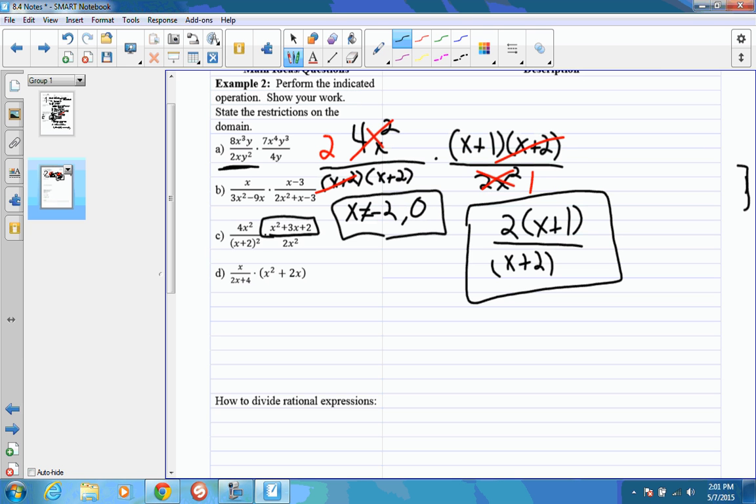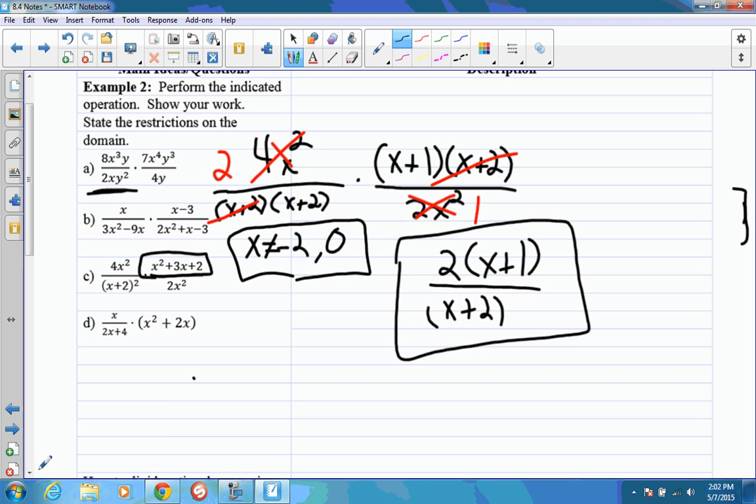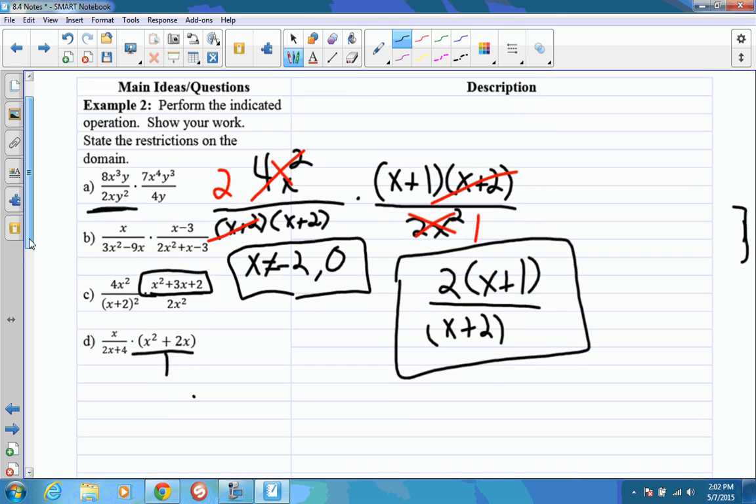Watch closely, listen up. I'm going to skip D. The only thing that's special about D is that fraction. It doesn't look like one, but that's actually over 1, right? Cool? Bring that to questions.